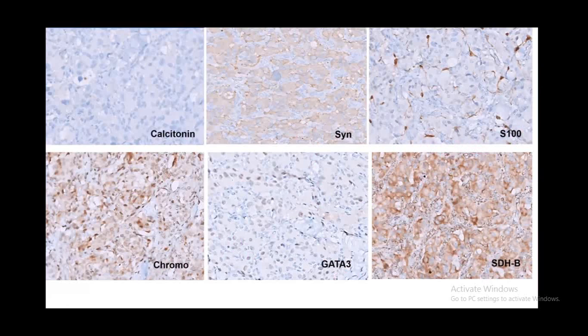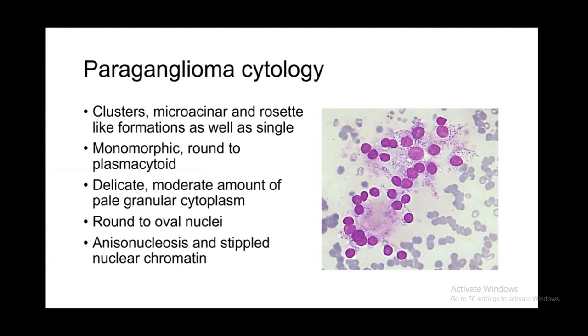On immunohistochemistry, synaptophysin and chromogranin were positive. TTF1, cytokeratin and calcitonin were negative. S100 highlighted the sustentacular cells around these nests. GATA3 was nuclear positive, and based on this immunoprofile, a diagnosis of paraganglioma was suggested, and therefore SDHB immunohistochemistry was done. Here, there is no loss of SDHB. So this was a case of intrathyroidal paraganglioma, a very interesting and rare case.